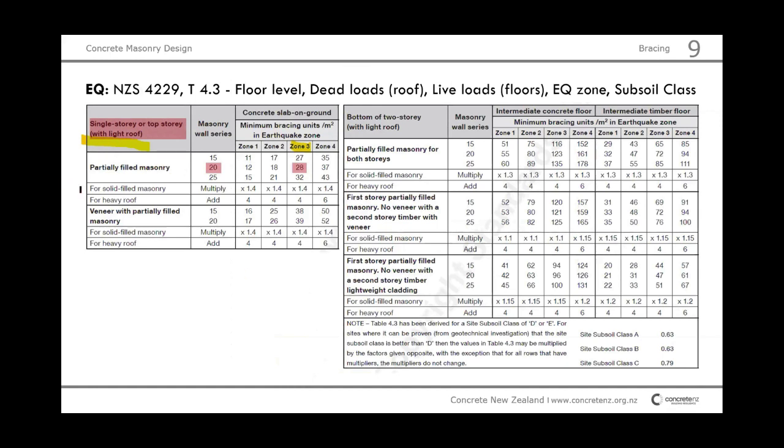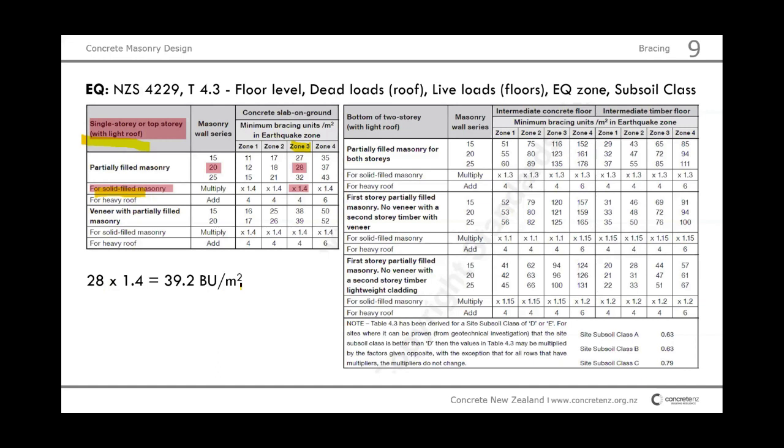But since we have fully filled walls, not partially filled, we have to add a bit more because it adds more weight. So we have to multiply that with 1.4. Instead of 28, we almost get 40 bracing units per square meter of our building footprint size.